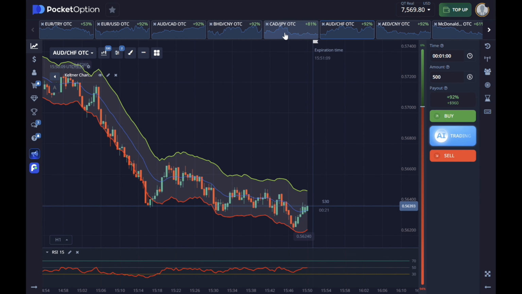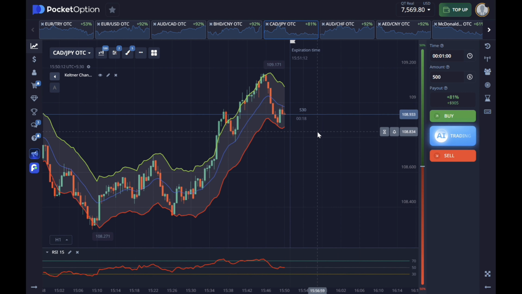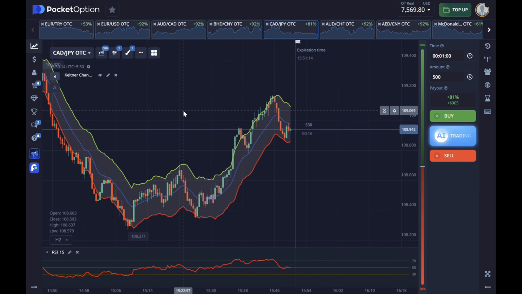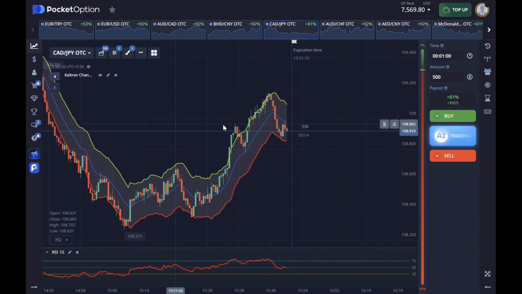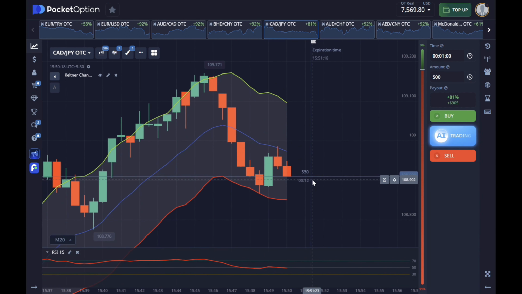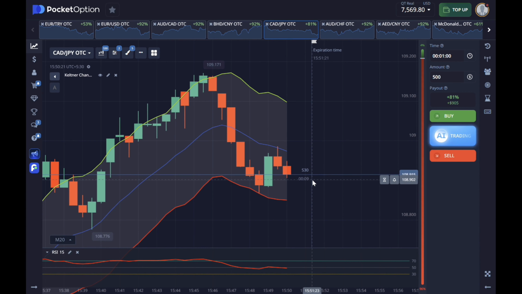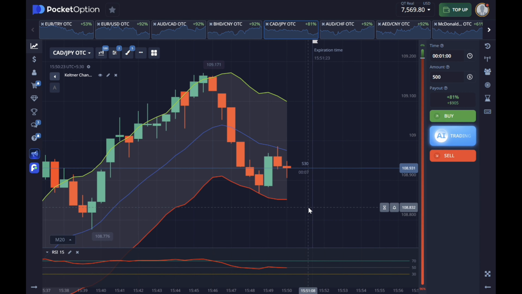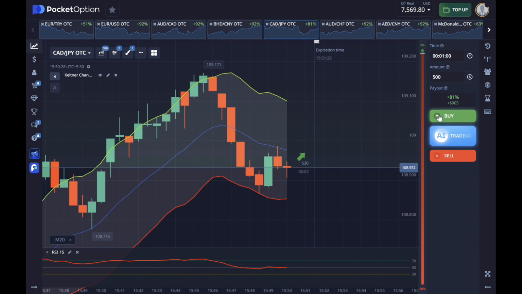Now I'll change the chart here. I've opened the CAD JPY OTC chart here. Okay, we'll understand everything and then we'll place our trade here. Okay, so again I feel that from here, the market will move further upward. Alright, here after 5 seconds I'll place my buy trade again.